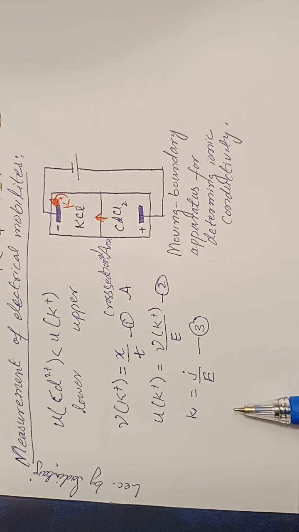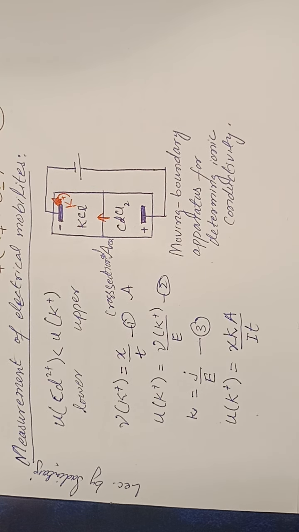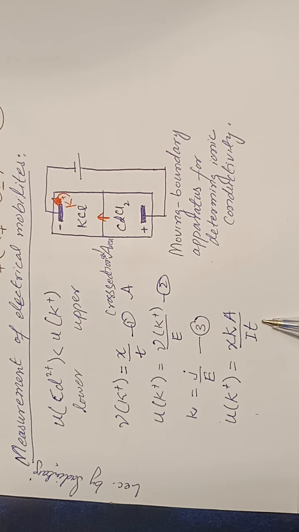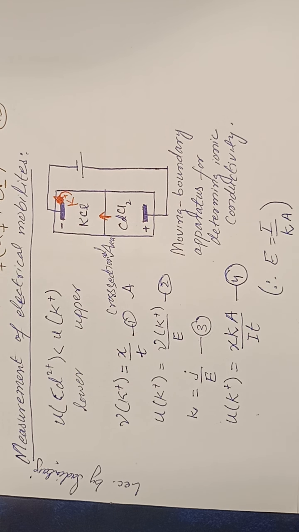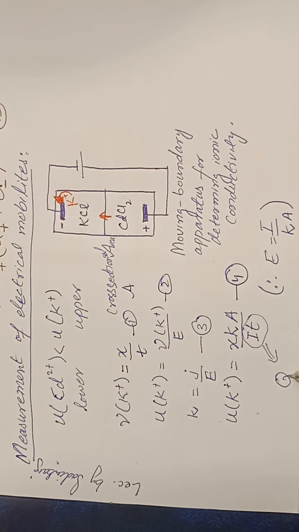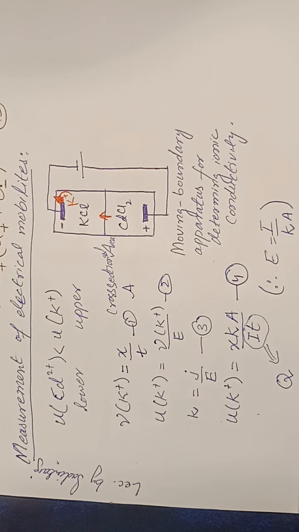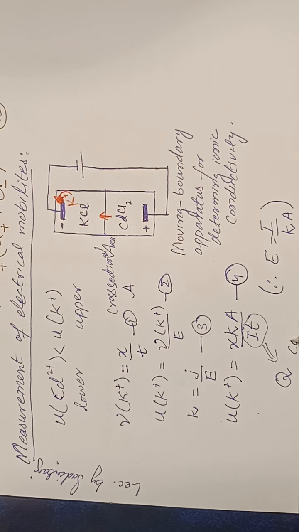ionic mobility of the potassium ions as, so here A is the cross-sectional area, that is expressed when the potential or the field is expressed in terms of current. Here one thing is observed, that this amount is equal to the charge that flows, and it can be measured experimentally using a coulometer.